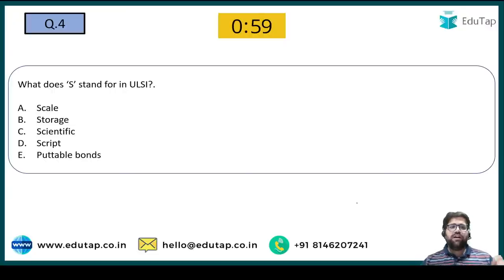Now we are coming to one of the short forms which we have just used right now. So let me know the answer of question number 4. Okay, question number 4. Assembly and machine are low level. Good, Rathod. Rathod has given a very good explanation to this particular point. Question number 4. What does S stand for in ULSI? Short forms.